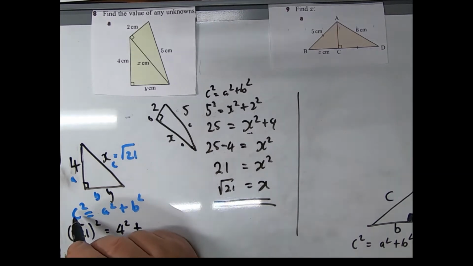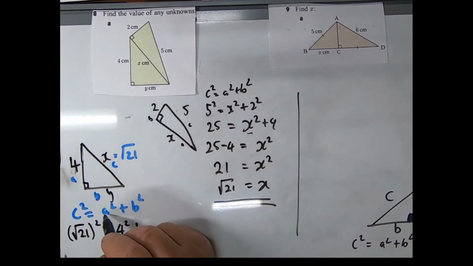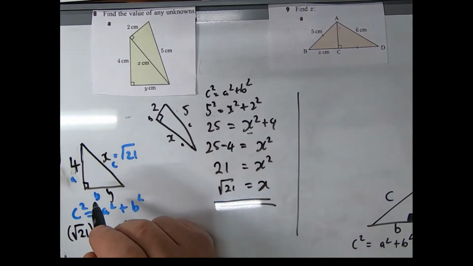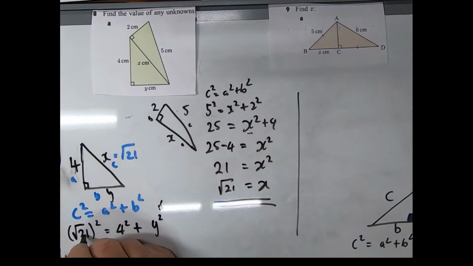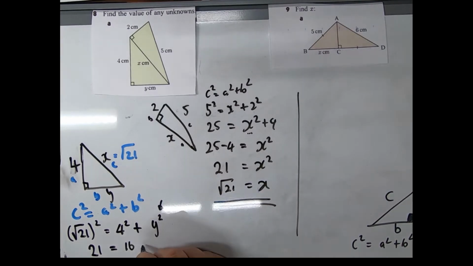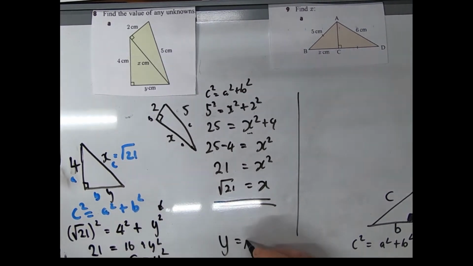Okay, so go back to it. C squared is this one squared. A squared is this number squared. B squared is the Y squared. And here is my friend that I'm looking for. So the square of the square root of 21 is 21. Equals 16 plus Y squared. 21 take 16 is 5. Equals Y squared. So Y is the square root of 5. So I was able to do the two parts by working out which triangle I could do first, which triangle I would do second.